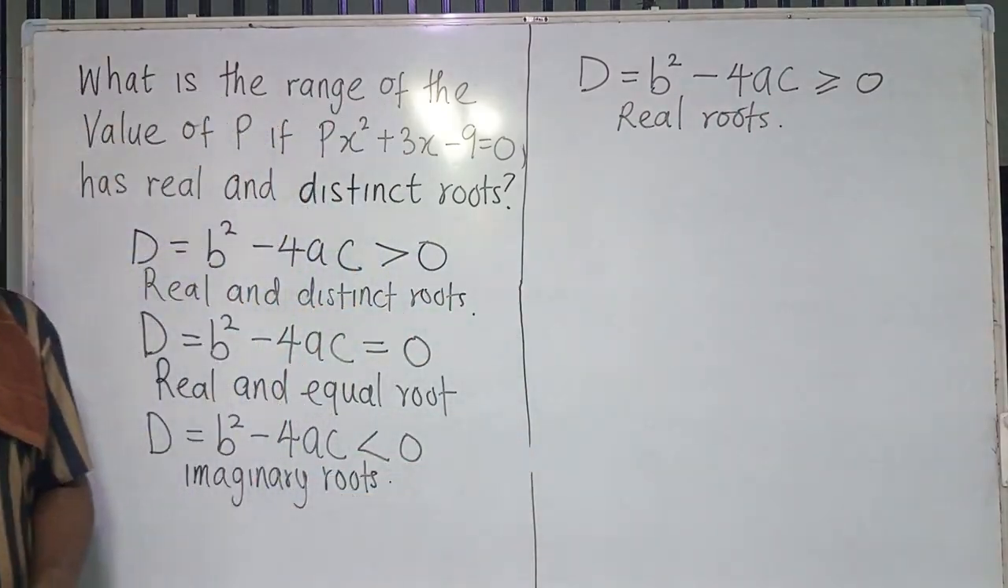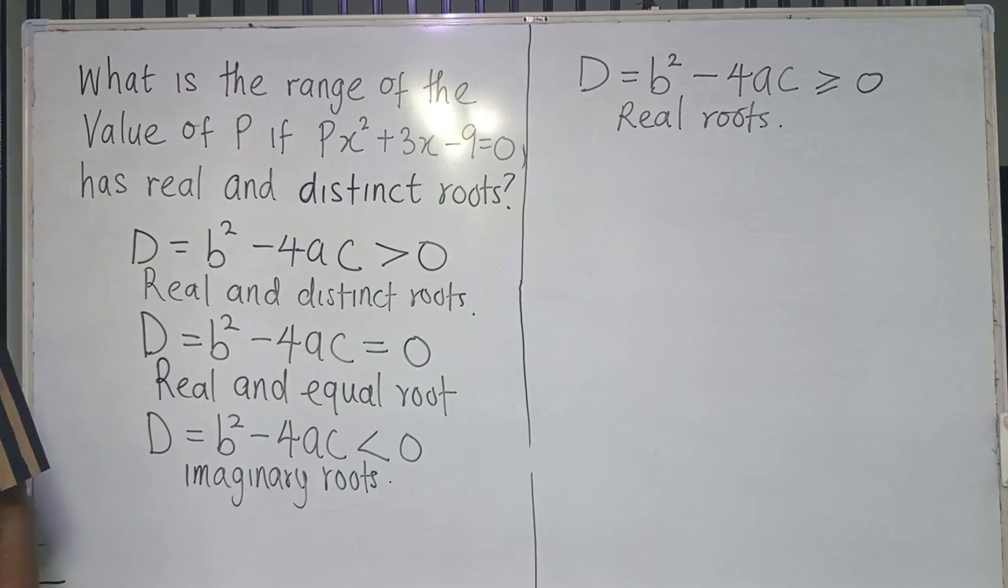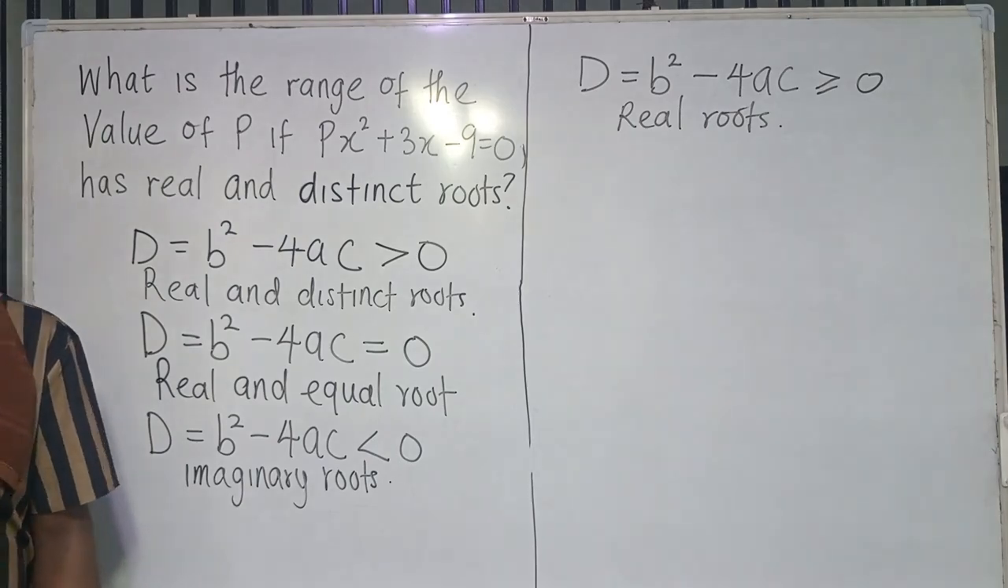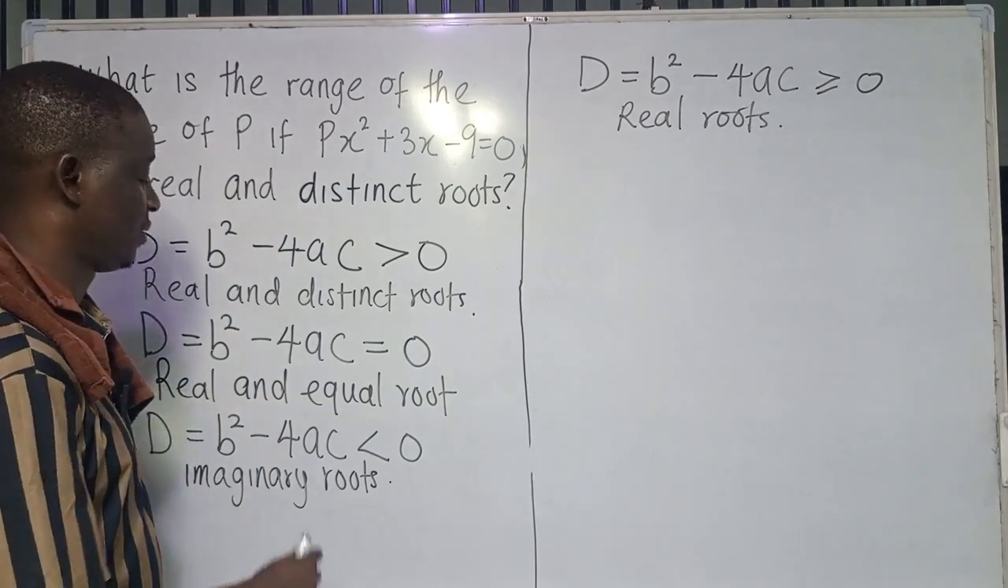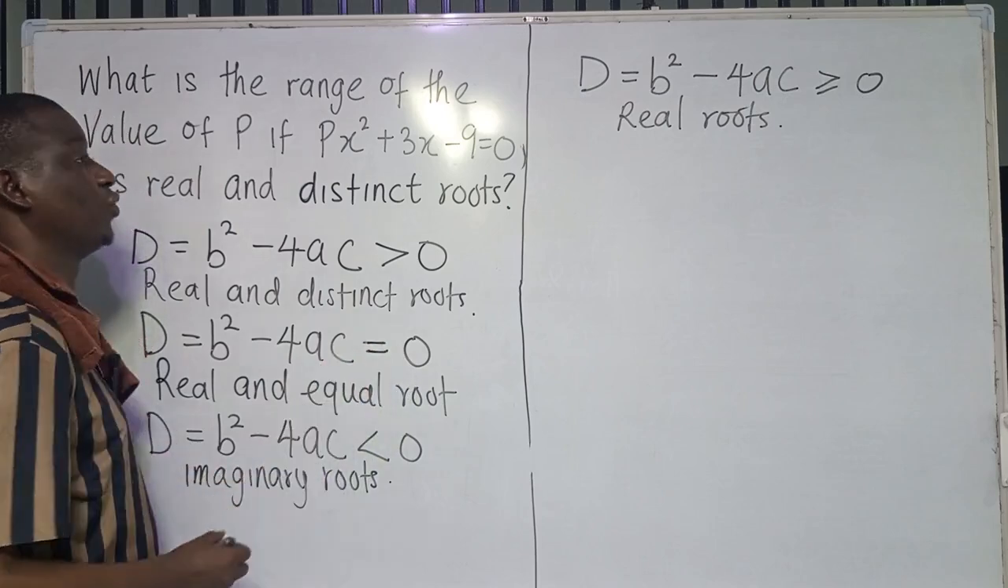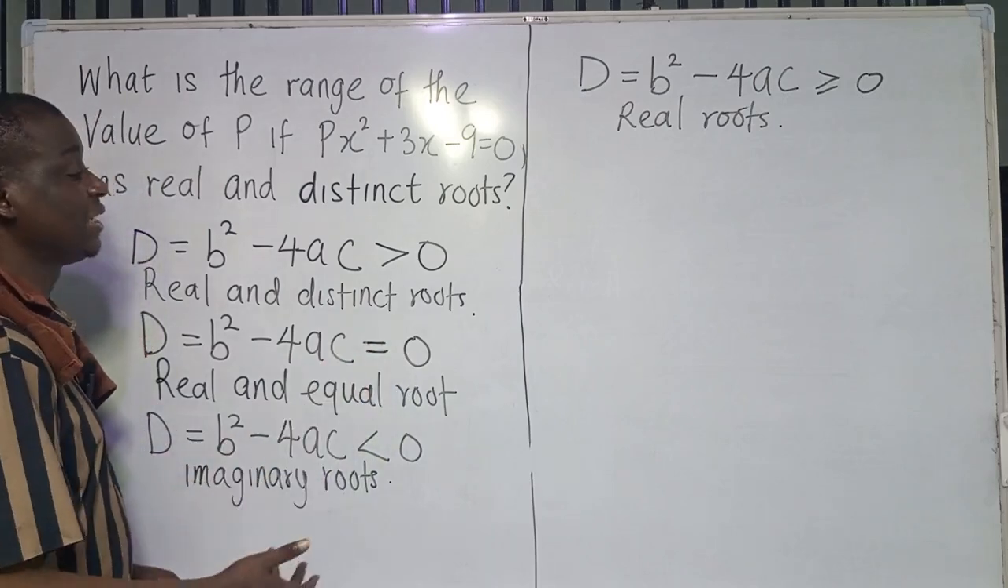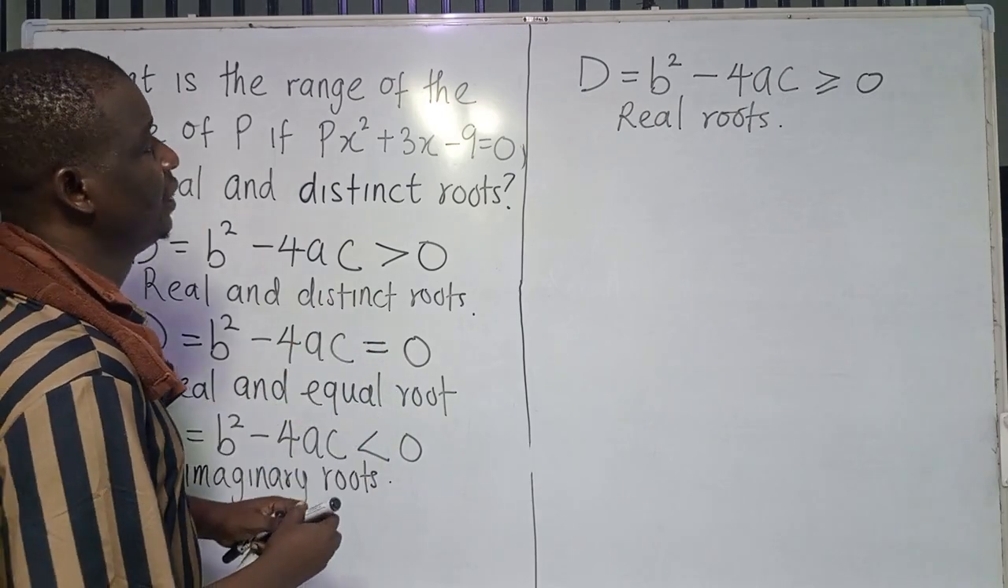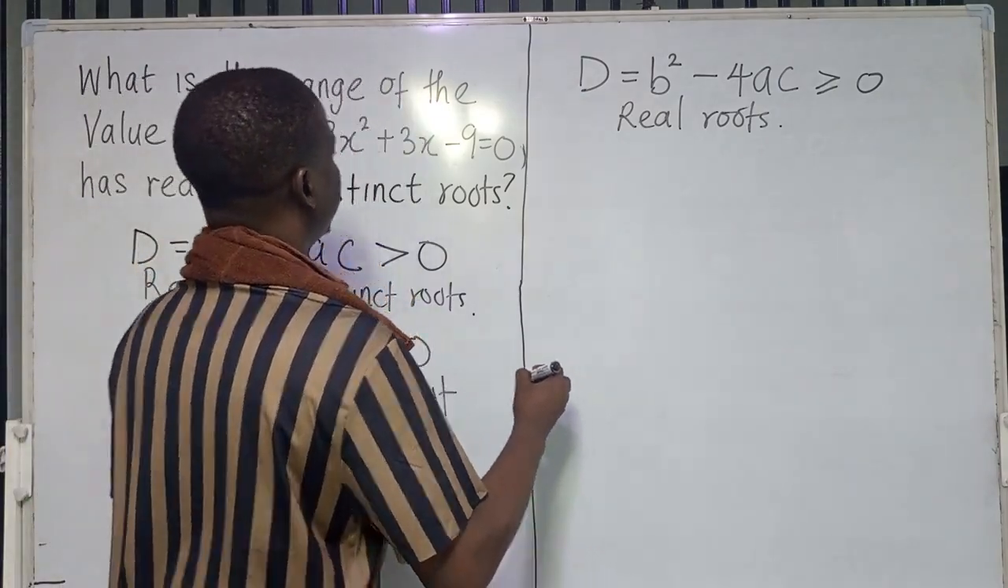So anytime you mention real root, you should know what it means. If they said equal root, you know what it means. Real and equal root, that is the discriminant equal to 0. Now when they say imaginary root, you know what it is. So now let's solve. Let's go straight to the point.